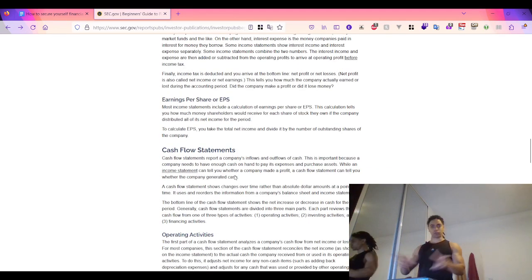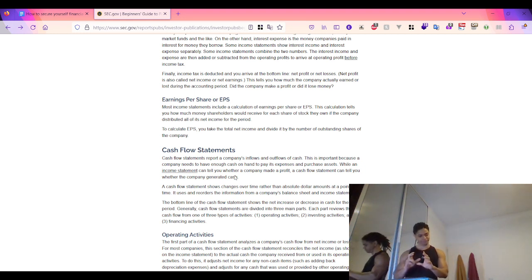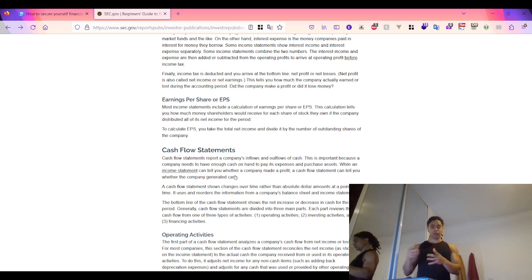And the cash flow statement reports the company's inflow and outflow of cash, which is important for companies to have cash on hand to pay their expenses or purchase assets. The bottom line of the cash flow statement shows you the net increase or decrease in cash. And this generally reviews the cash flow from one of these activities.